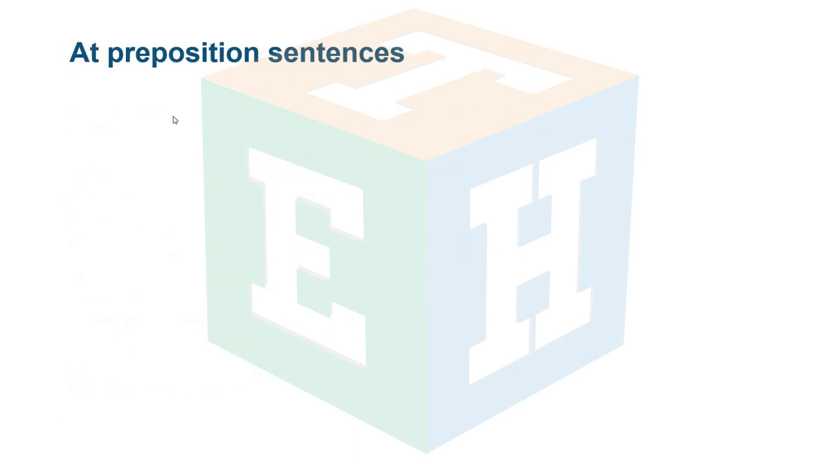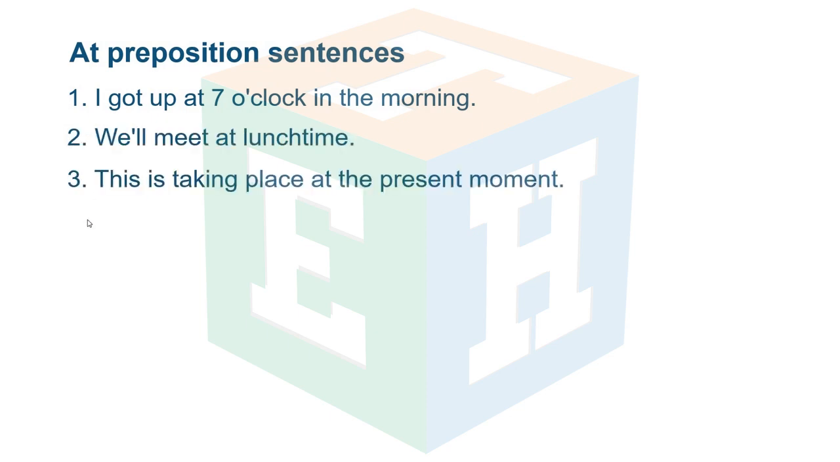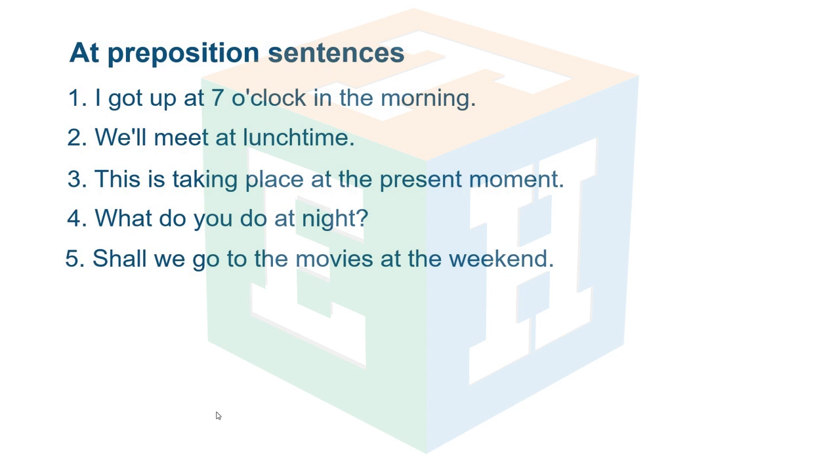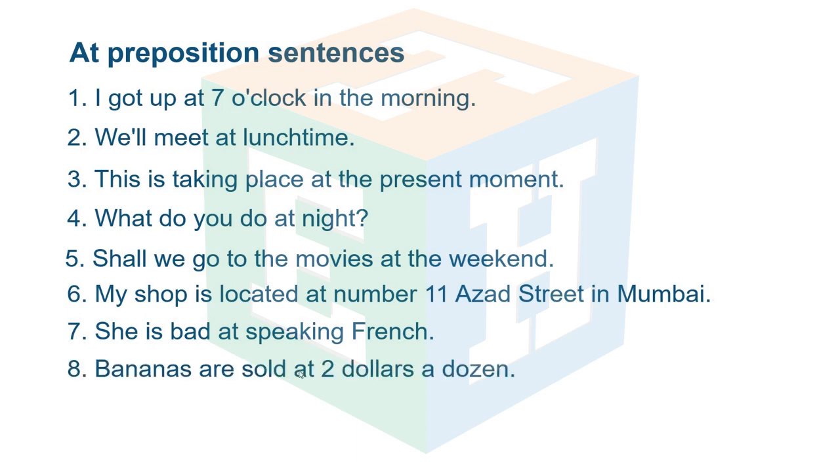At preposition sentences. 1, I got up at 7 o'clock in the morning. 2, we'll meet at lunchtime. 3, this is taking place at the present moment. 4, what do you do at night? 5, shall we go to the movies at the weekend? 6, my shop is located at number 11 Asad Street in Mumbai. 7. She is bad at speaking French. 8. Bananas are sold at $2 a dozen. 9. We'll have a word at dinner time.